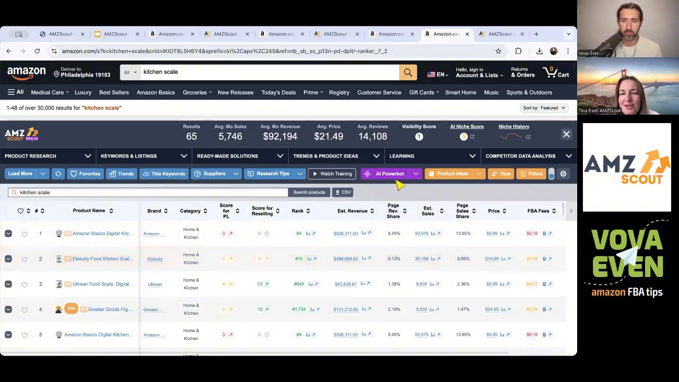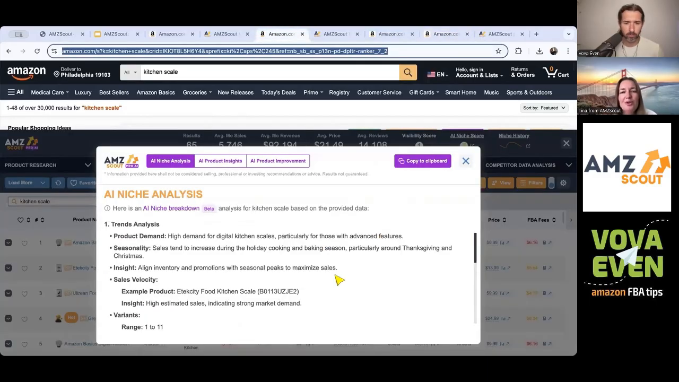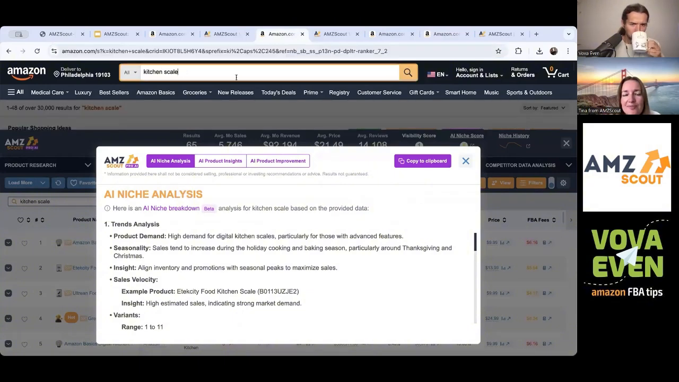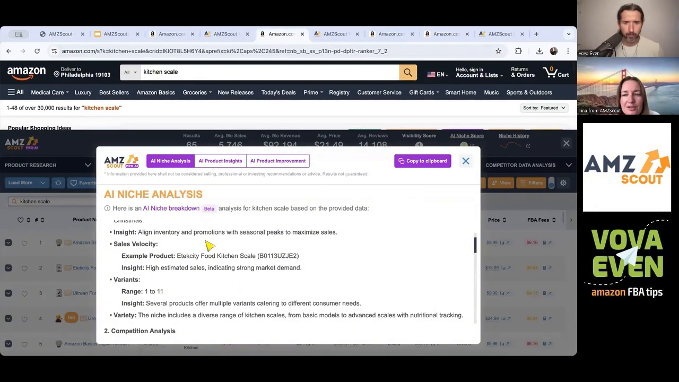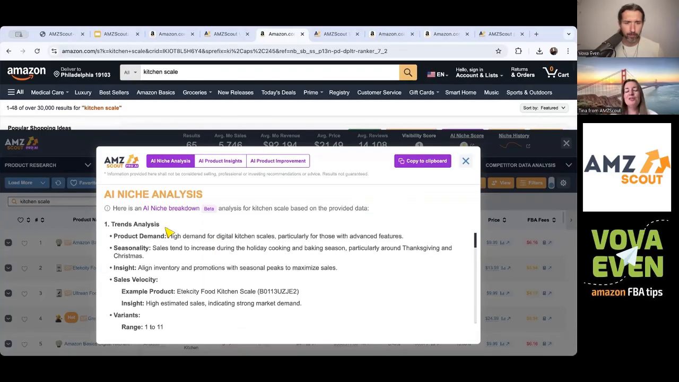So right here under this button, we now have the AI niche and product analysis and AI listings keyword density analysis. Let's begin with the first one. If you click on it, I already have it opened. Let me show you here. It's the same niche, kitchen scale. It generated the AI niche breakdown. It consists of 8 bullet points.